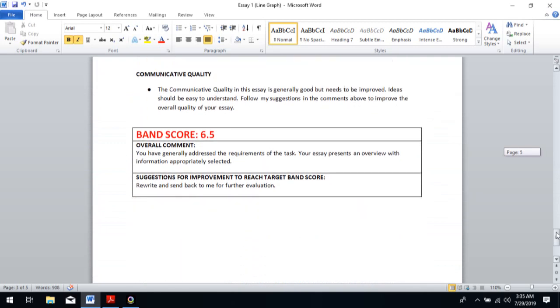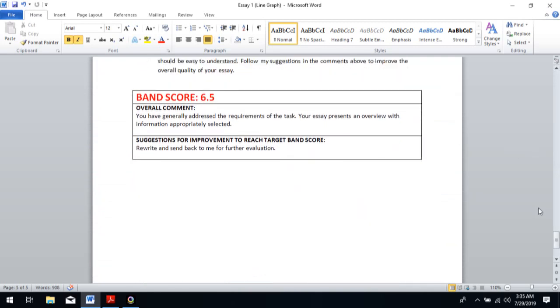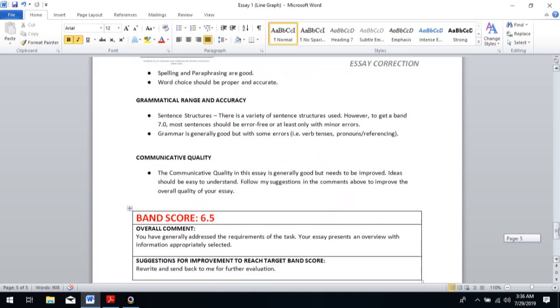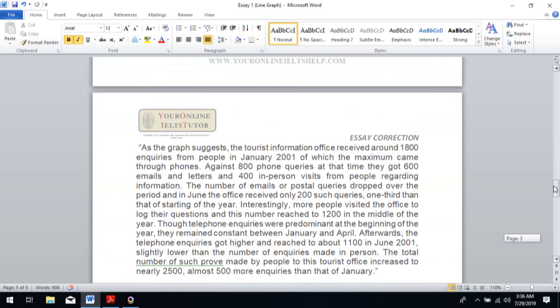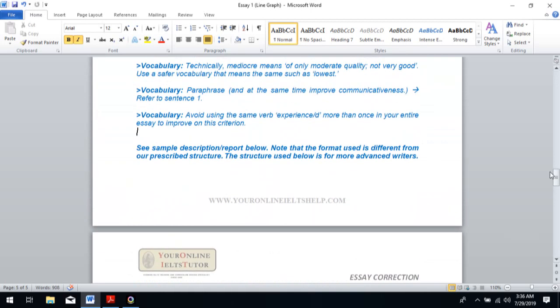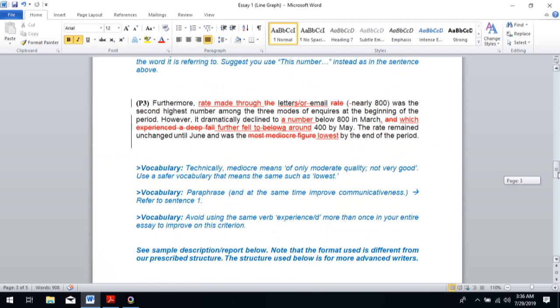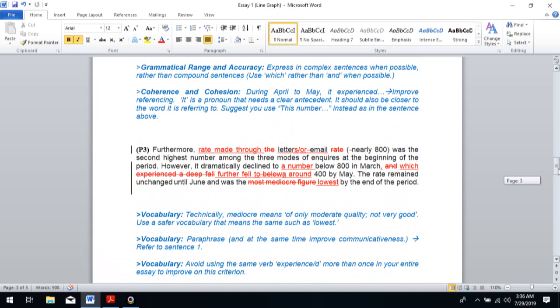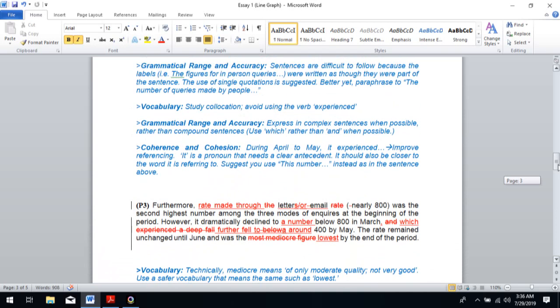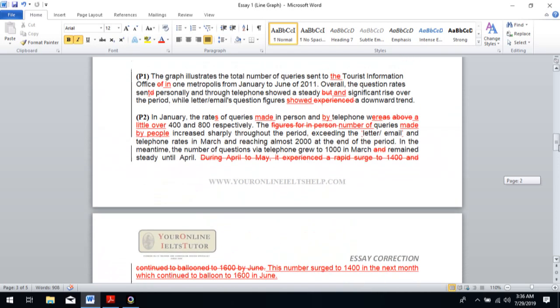So in my future posts, I'll be sharing more essays that I have corrected for my students, and I shall be discussing the specific errors that students made in their specific essays, both for task 1 and task 2. I shall also be discussing the strengths and areas for improvement of each essay.